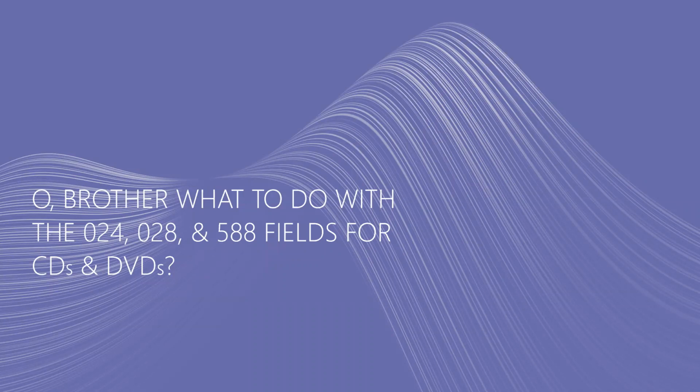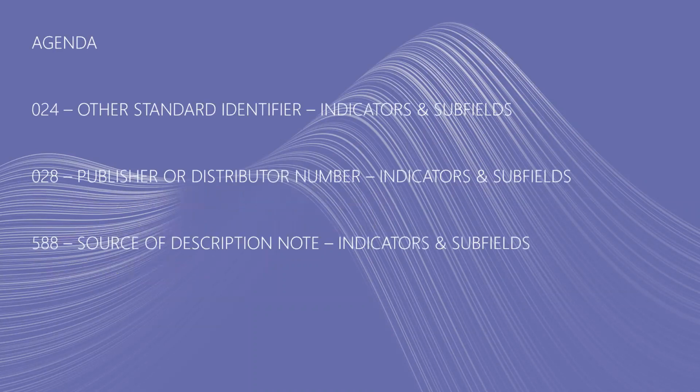So as the title screen says, today I'd like to talk about using fields 024, 028, and the 588 with CDs and DVDs. On our agenda for today, we will take a look at both the indicators and subfields of 024, 028, and 588 fields as they pertain mostly to CDs and DVDs. I was a little bit tricksome with the title of the presentation as I did sneak in a bit of information on music scores and vinyl albums, since some of the indicators do deal directly with those.